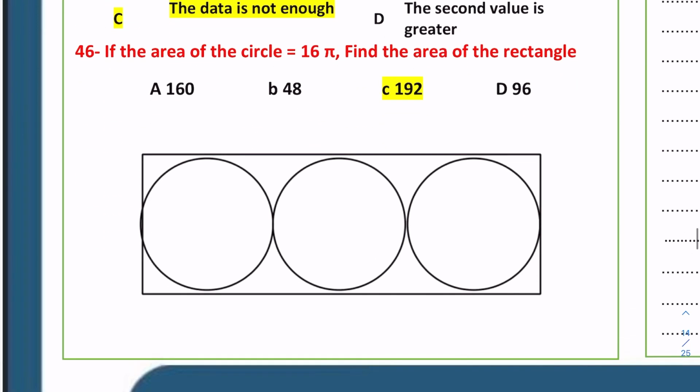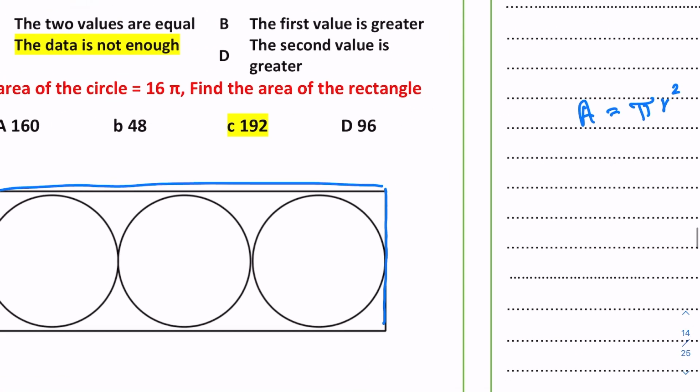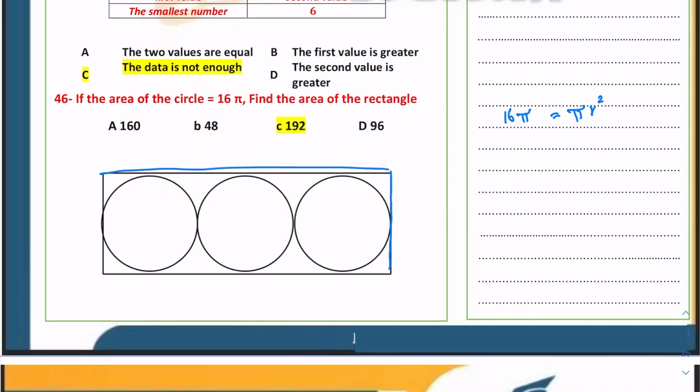Question 46. The area of one circle is 16 pi. Find the area of rectangle. Area of rectangle will be length by width. Okay. Now, if area of circle equals pi r squared, so I can replace the area by 16 pi. And now let's find the radius, okay? I can cancel pi and pi. R squared equals 16. Take square root, and r equals 4. So if the radius here is 4 and the radius here is 4, so this is 8. So each circle is 8. 8 and 8 and 8 will be 24.